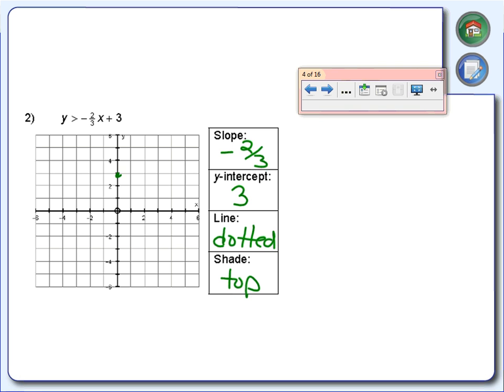All right, let's graph it, see what it's going to look like. Positive 3 is the y-intercept. The slope is negative 2/3, so we're going to go down 2, 3 to the right, down 2, 3 to the right. We'll get one more dot on the other side by reversing the pattern, going up 2, 3 to the left. Now remember, guys, we said we were going to use a dotted line, so make sure we have a dotted line. We also said we were going to shade to the top, so go ahead and shade to the top.